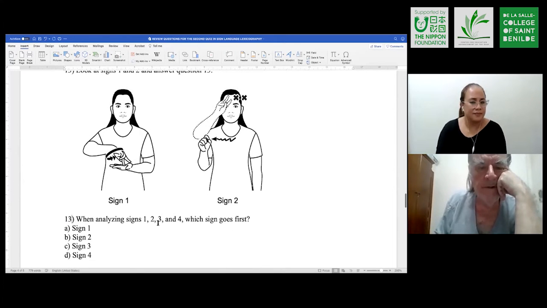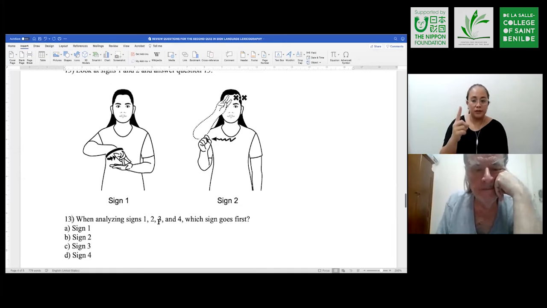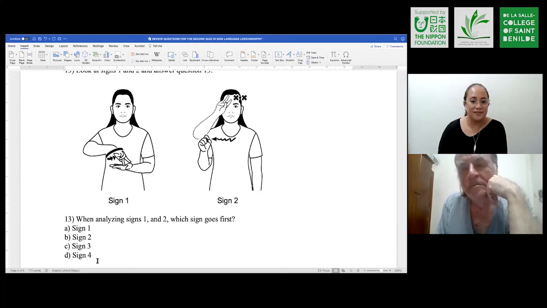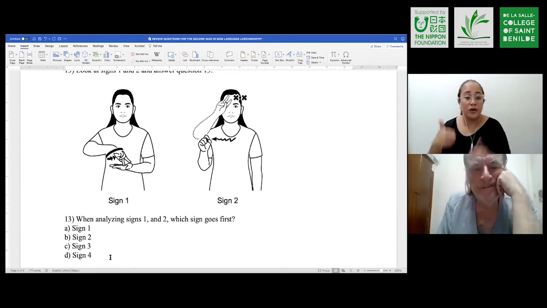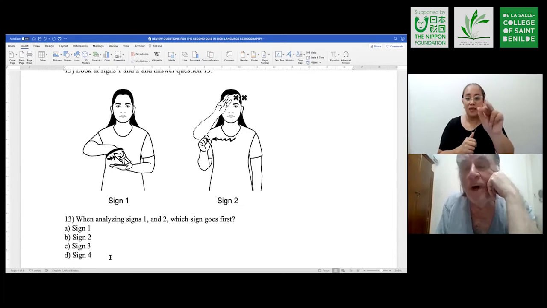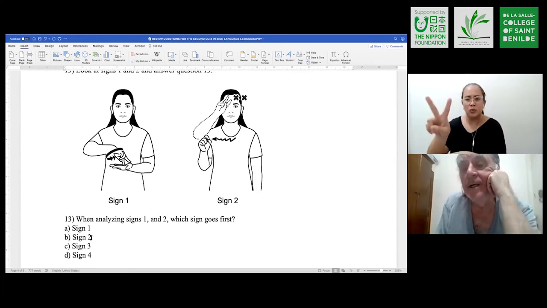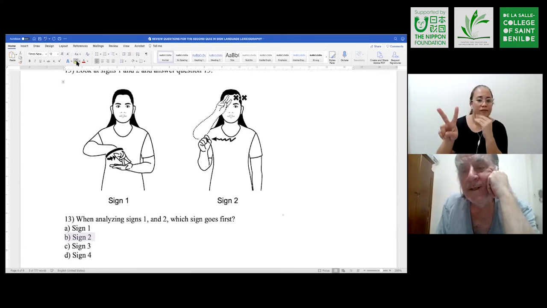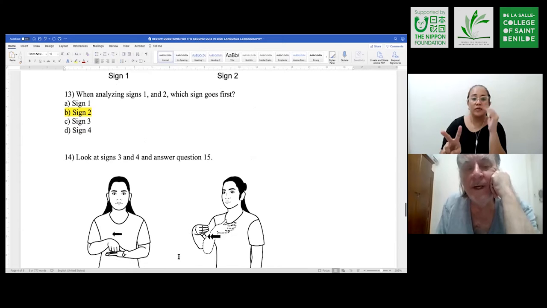Just put down 1 and 2, yeah. Okay, which sign goes first? Most of them are signing B. Sign 2. B, sign 2, correct. Why? Because it is a one-handed sign.